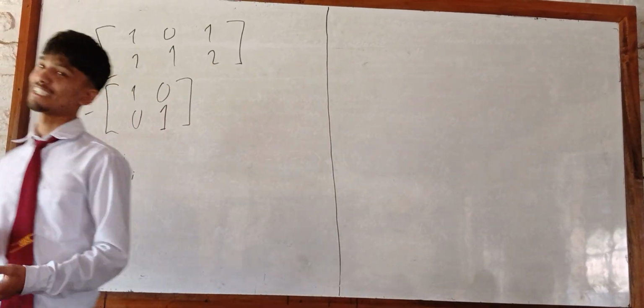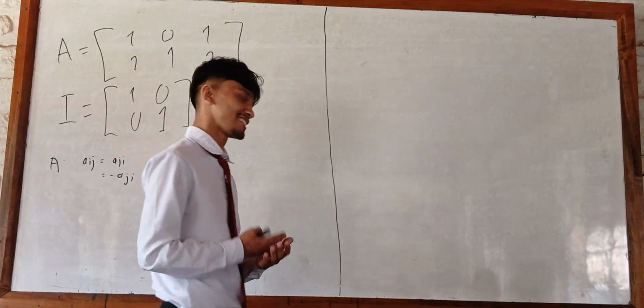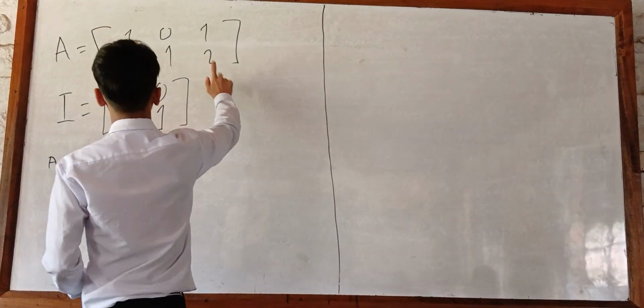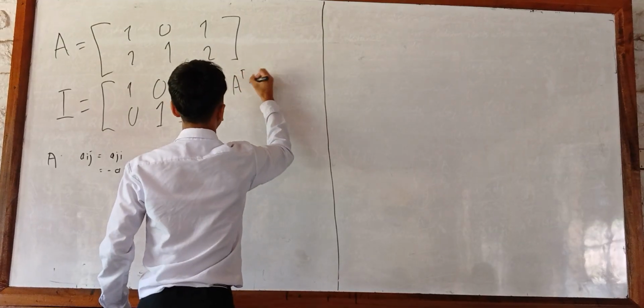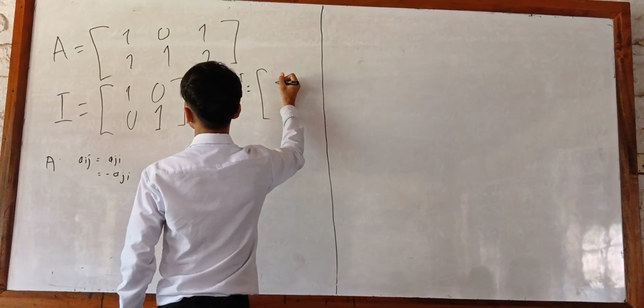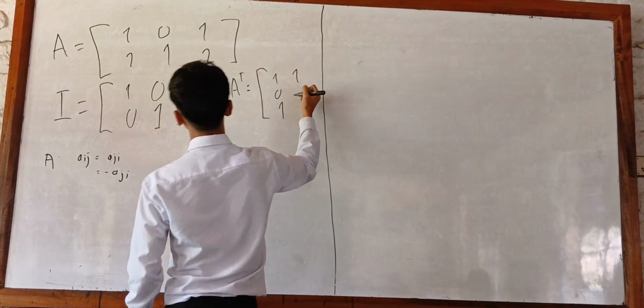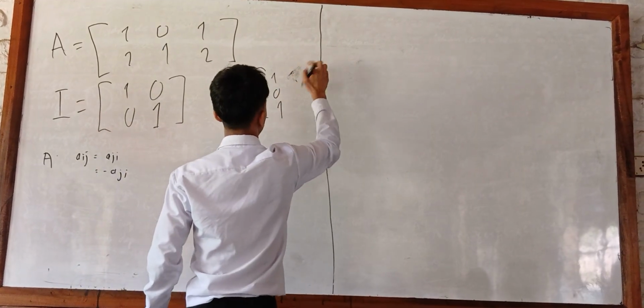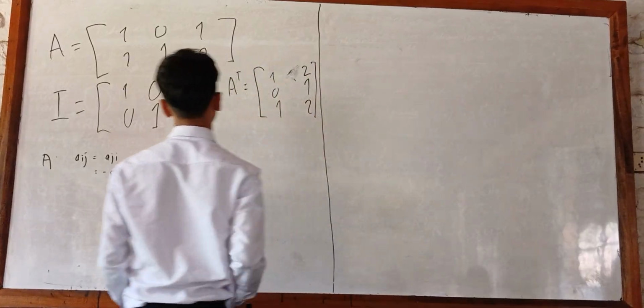Another we need is the transpose of a matrix. Transpose of a matrix means interchanging the rows and columns. So I give the example of this: A transpose is equal to, if I interchange the row and column, it will become 0, 1 and 1, 2. This is the example of the transpose of a matrix.